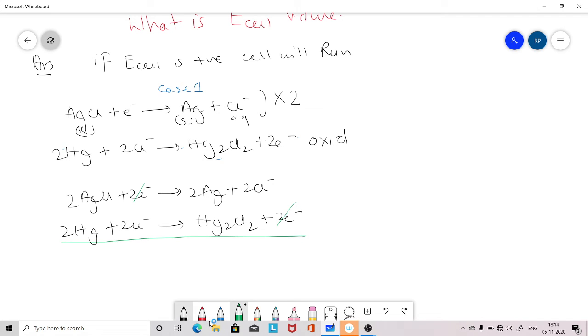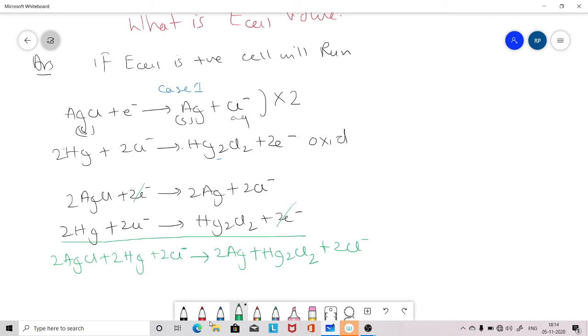So what is our final equation? The final equation is 2AgCl plus 2Hg plus 2 chloride ion to give 2Hg plus Hg2Cl2 plus 2 chloride ion. Now this chloride ion is from the silver chloride electrode.